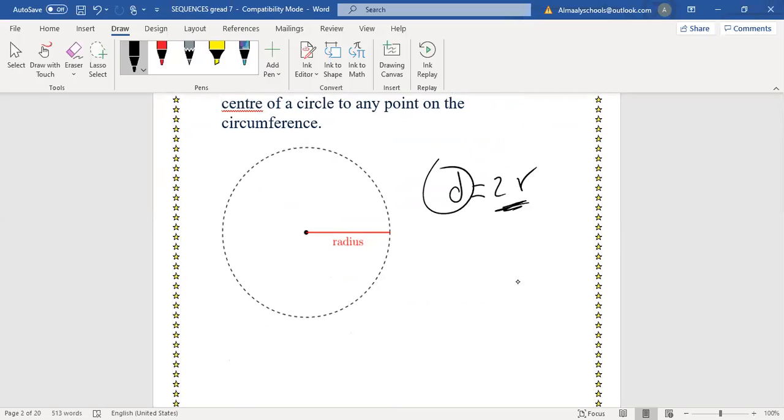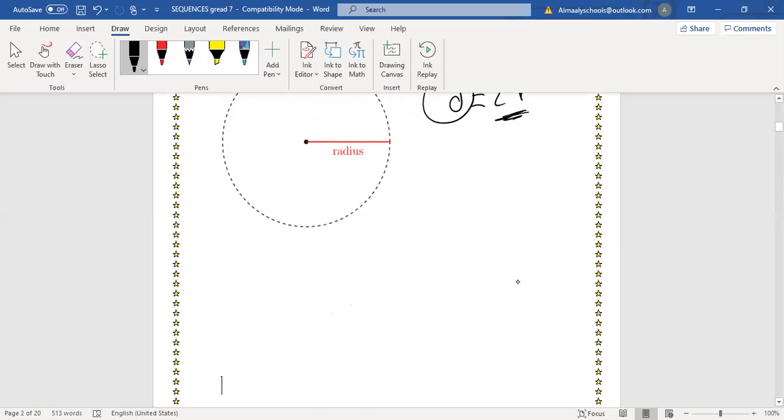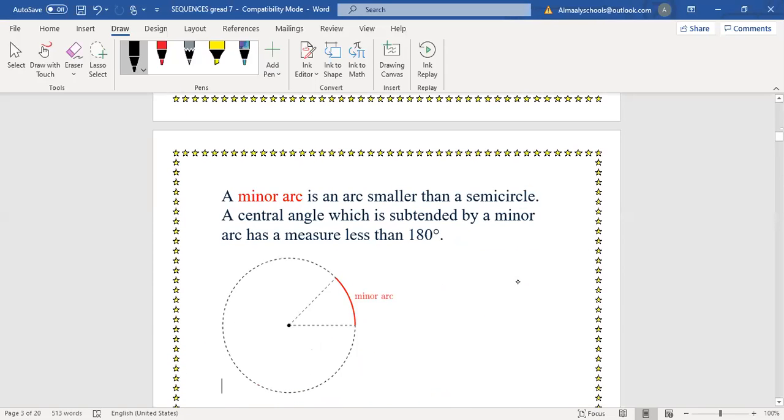So if we know that the diameter of the circle equals 8 centimeters, its radius will be 8 divided by 2 equals 4. Okay. Complete? Yes.